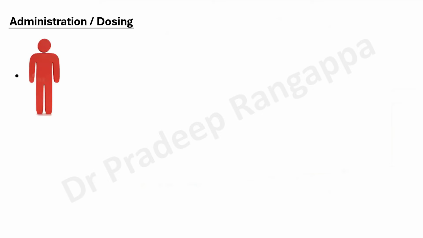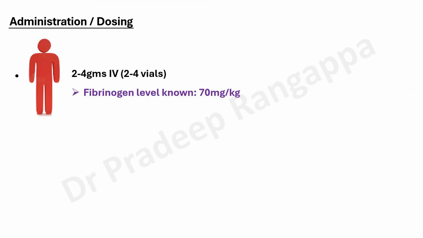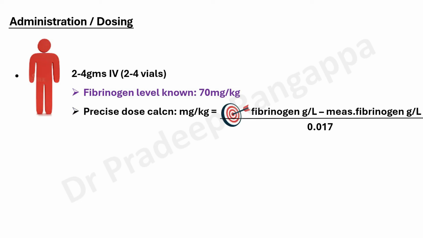So when we talk about fibrinogen concentrate, the dosage for adult is generally 2 to 4 grams IV. But for all the trainees, just remember it is 70 milligram per kg. So that is the dose that is recommended for any bleeding patient. So if fibrinogen level is known, and you want to precisely calculate the dose of fibrinogen concentrate, then this is the formula. You need to take the target fibrinogen minus the measured fibrinogen divided by a constant which is 0.017. Very easy formula to remember.